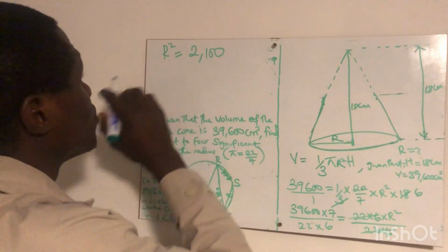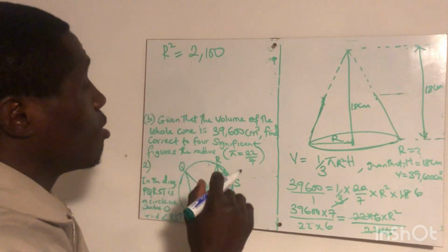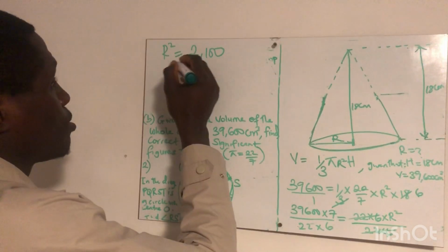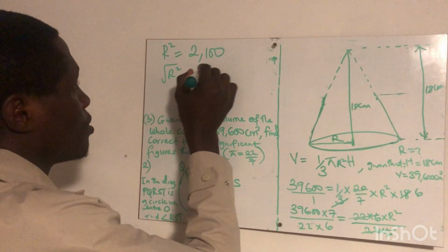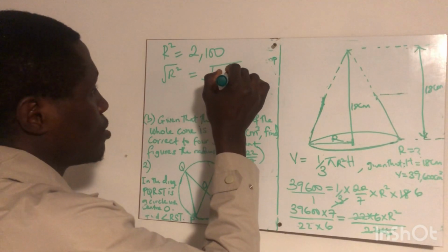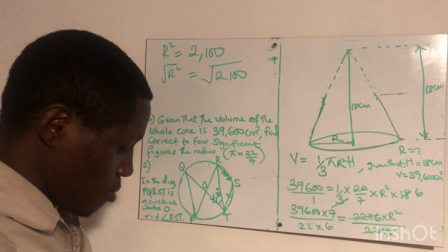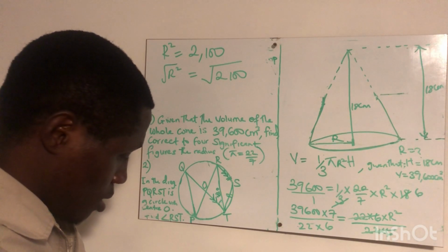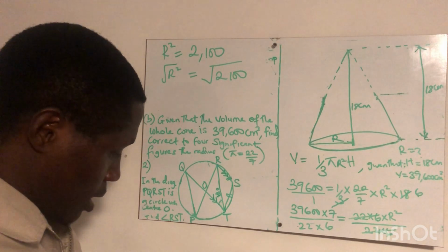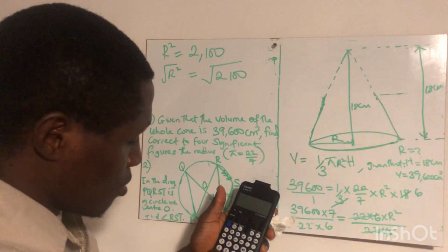So now to get my R itself, this is R squared, but I'm looking for R itself. So you take the square root of both sides. So R equals the square root of 2100.